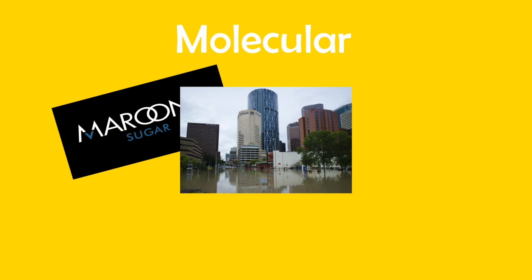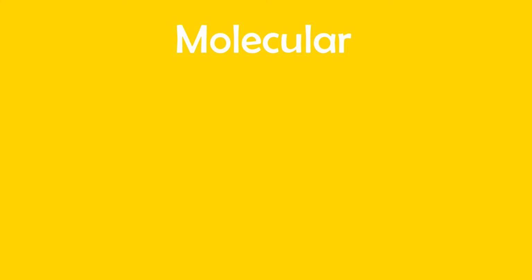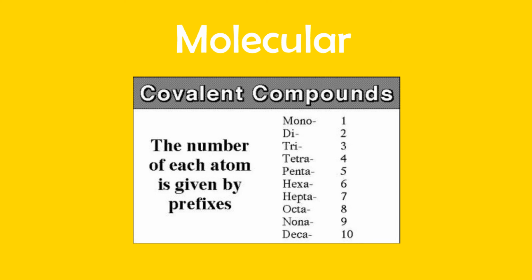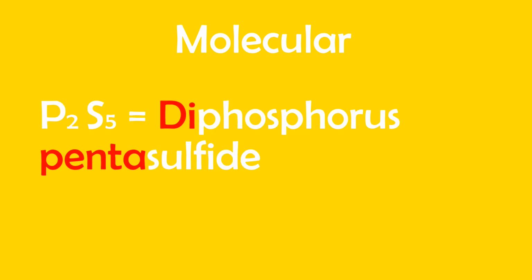Anyway, if you don't know the common name, follow this method, which is using prefixes, like di, tri, and tetra. Now, di, tri, and tetra, for an example, is 2, 3, and 4. So, mono is 1, di is 2, tri is 3, and so on and so forth. For an example, I have P2S5, so that's phosphorus and sulfur. The 2 is next to the P, so that means it is diphosphorus. Now, the 5 is next to the S, so that means it's pentasulfide.